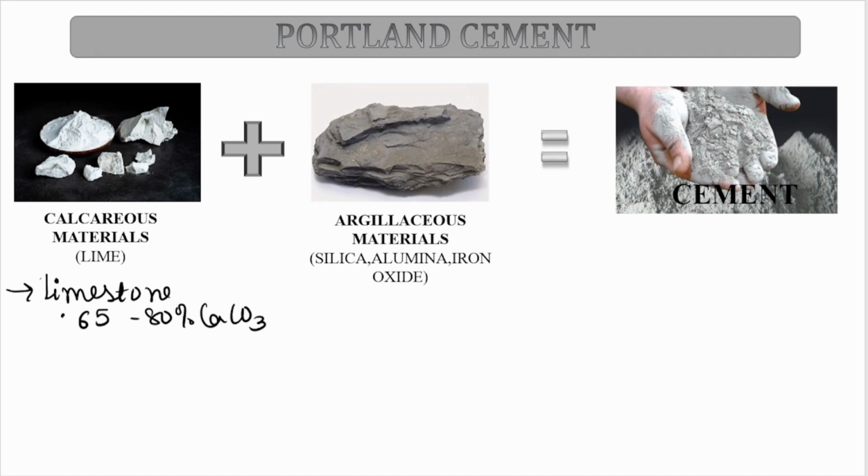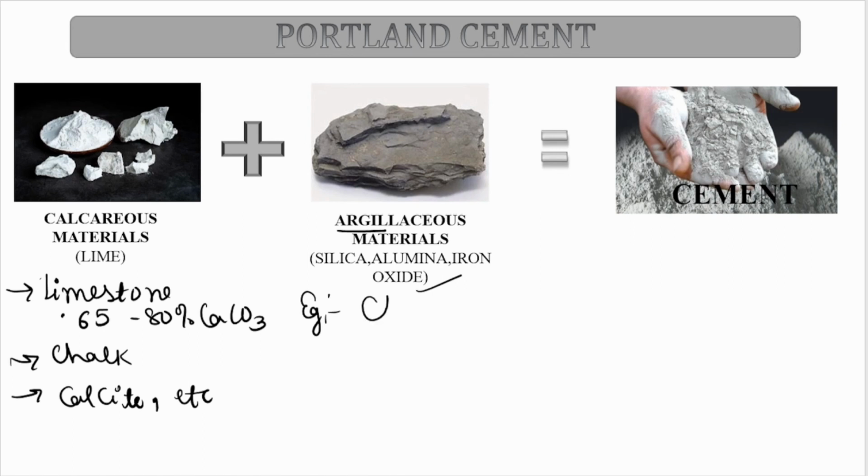Then chalk, calcite, etc. The word argil means clay, that is clay is predominating here. Now the materials which provide us with silica, alumina, iron oxide are generally called argillaceous material. For example, clay, marl, shale, etc.